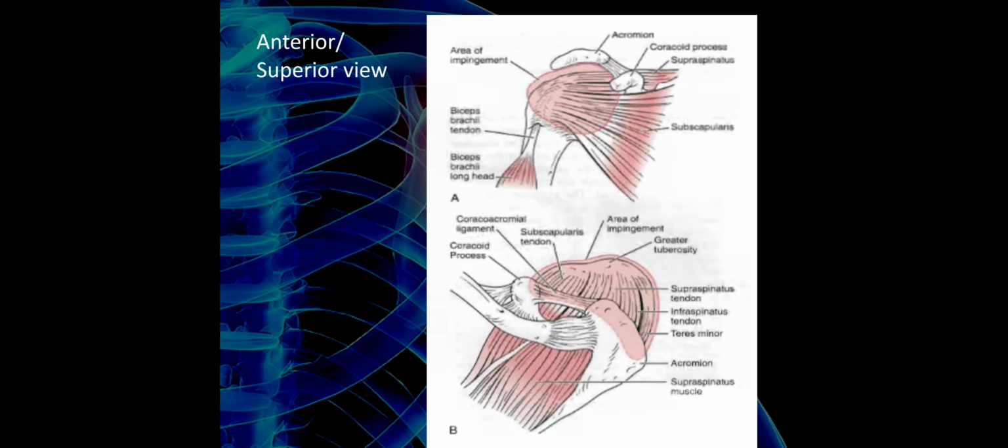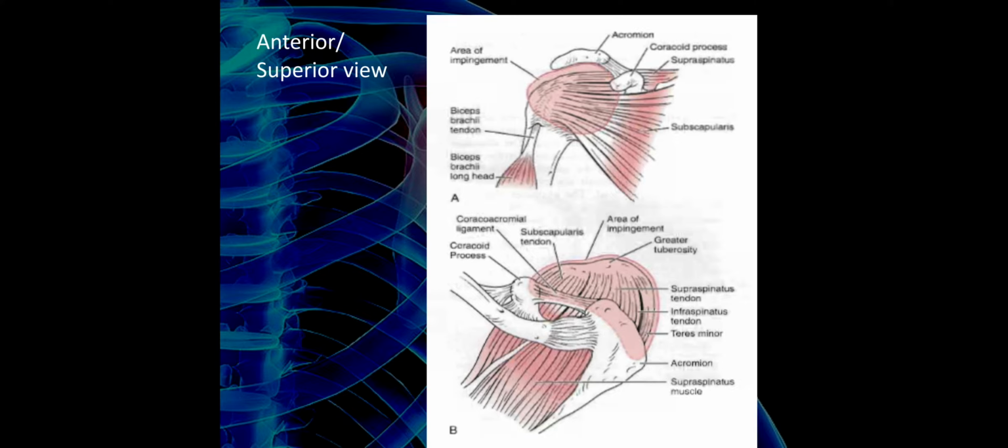So this is the picture showing the anterior view. Picture A is showing the anterior view and picture B is showing the superior view. So in this view we can see the area of impingement. In the anterior view we can see the acromion, coracoid process, the supraspinatus muscle and the subscapularis muscle, biceps brachii and biceps brachii long head. So we can see the round shaped pink colored portion, that is the area of impingement on the anterior aspect of the shoulder. In picture B we can see the superior aspect.